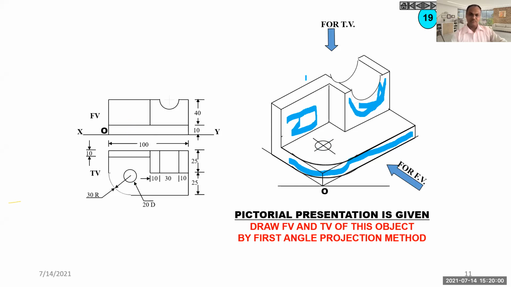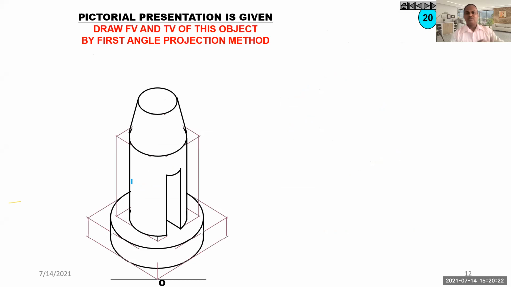And in top view, what will be seen? This portion will be there. This semicircular portion will appear as a rectangular portion. This portion is there, and one small hole of that radius. So that will be the completion of the top view. So this is orthographic projection. This is all about orthographics.